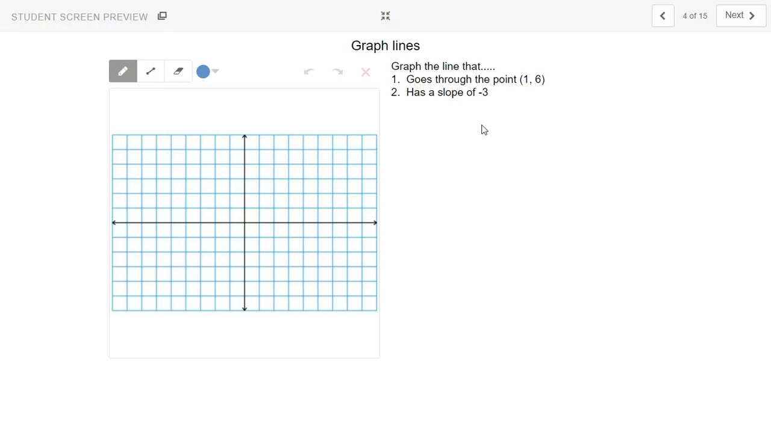Well, actually, I should let you do it first. Okay, now let's go. So (1, 6) would be over 1, up 6. 1, 2, 3, 4, 5, 6. Whoa, way up here. And my slope is -3, so that's going to be -3 over 1. And that means instead of going up 3 to start, I'm going to go down 3. 1, 2, 3, and 1.